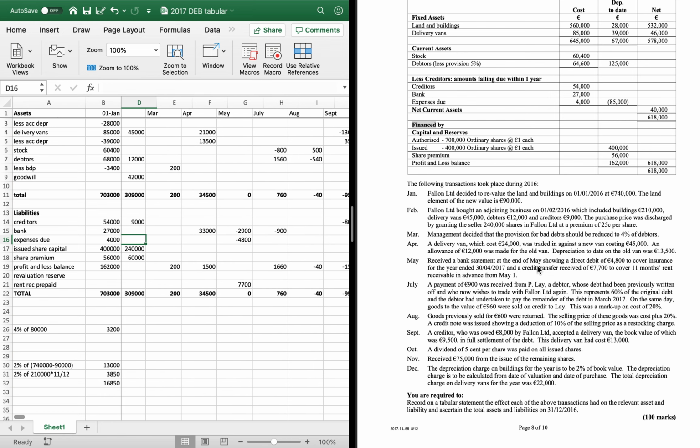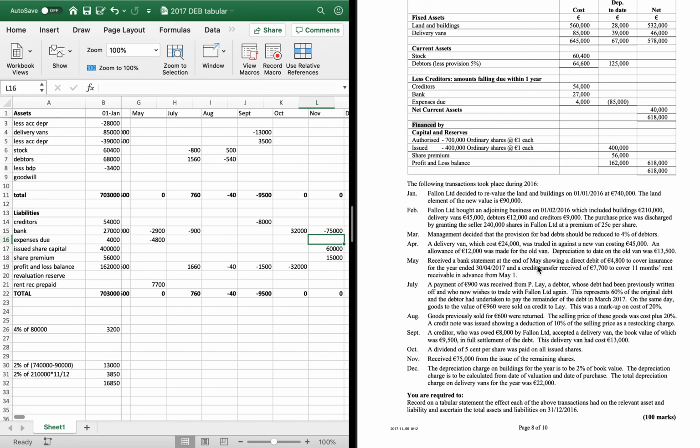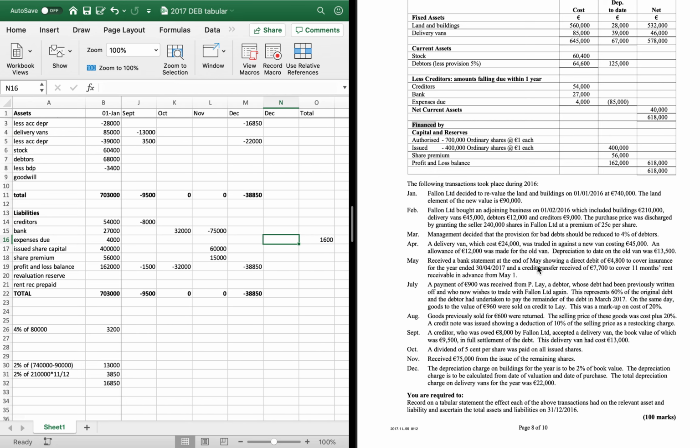Okay, so 4,000 minus 4,800 gives you minus 800. So how do we get from minus 800 up to 1,600? Well, there must have been 2,400 here for the year. Okay, so we're transferring 2,400 for this year. I'll explain that again. Maybe when I see you face to face, it's a tricky enough sort of concept at times. So we need to get that to 1,600. So it's plus 2,400 there.